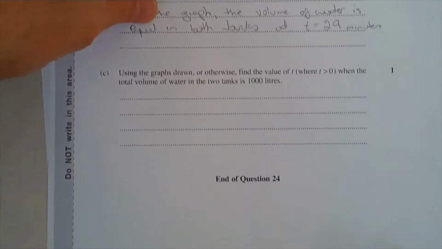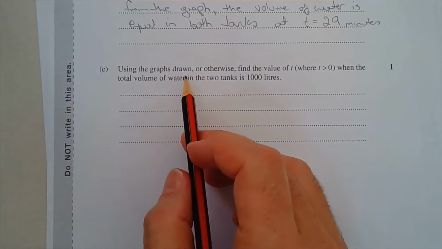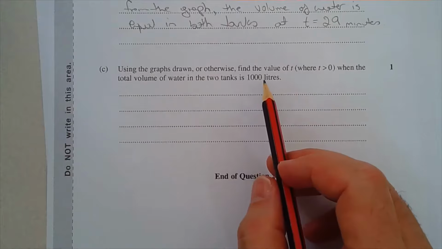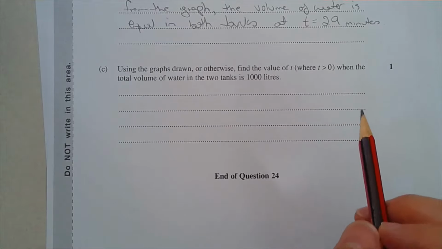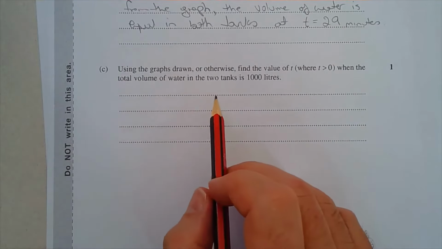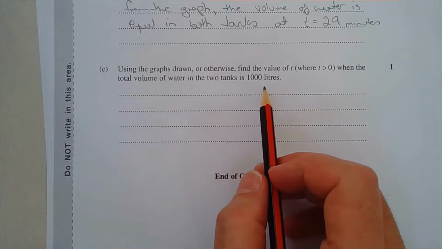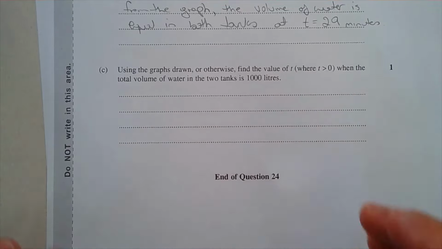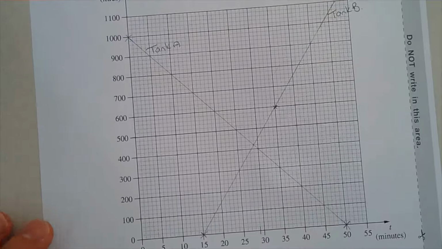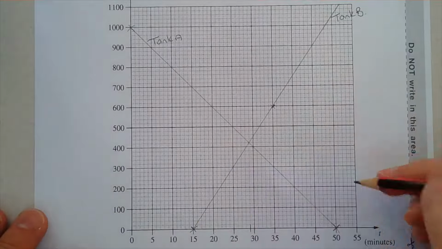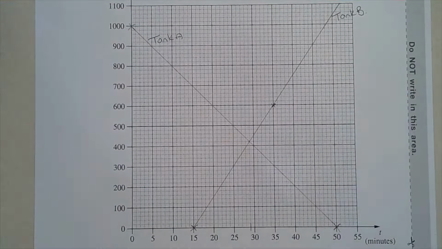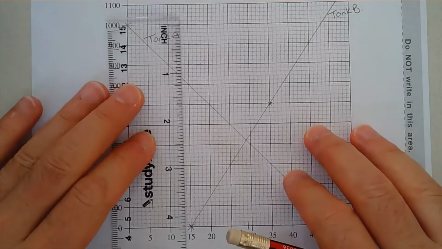Okay, part C, using the graphs drawn or otherwise, find the value of T where T is greater than 0. So that means T can't equal 0. When the total volume of water in the two tanks is 1,000 litres. So that means that whatever's in tank A plus whatever's in tank B is equal to 1,000. And so what we'll need to do is to look at various points on the grid, and this is where a ruler would come in handy as well.